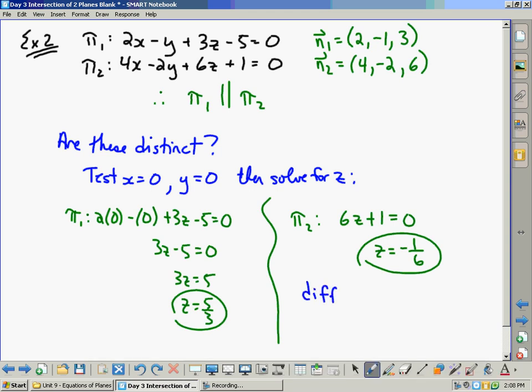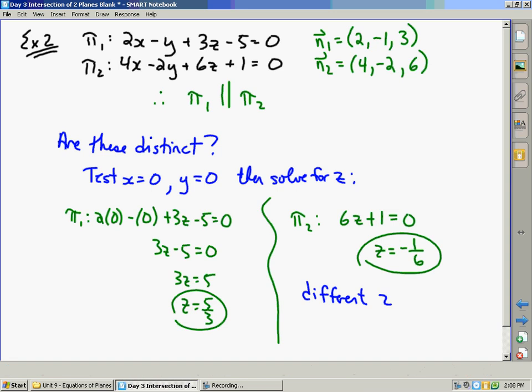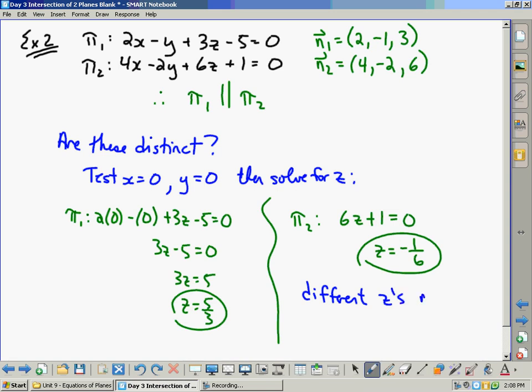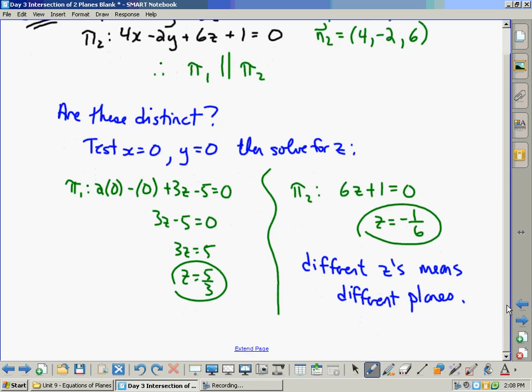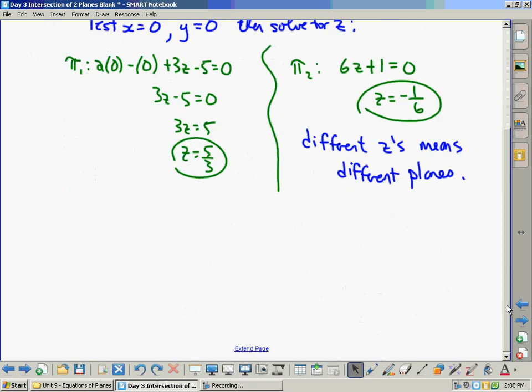So different z's means different planes. Don't forget to answer the question. Different planes, distinct planes. So, more importantly, no intersection.